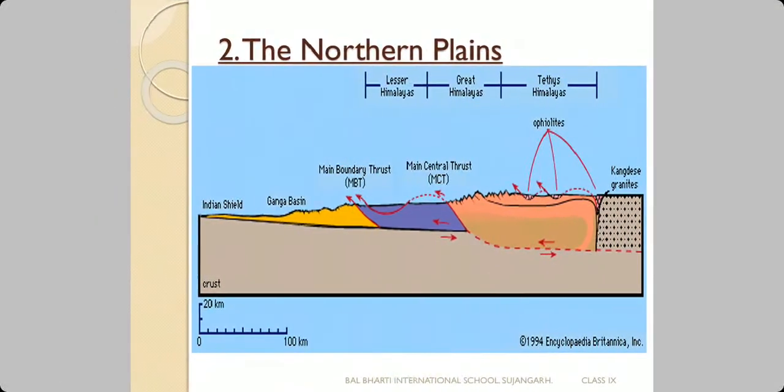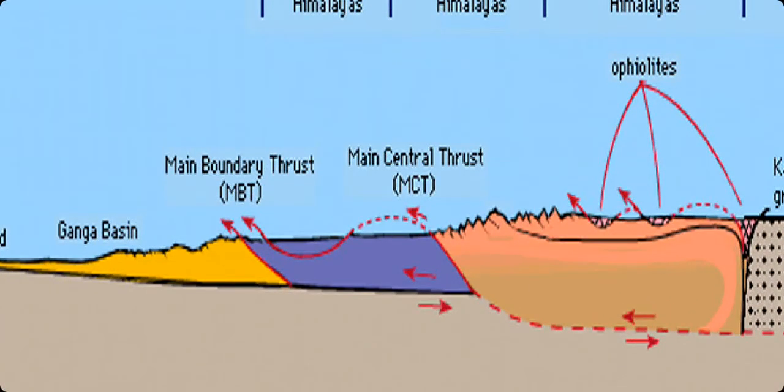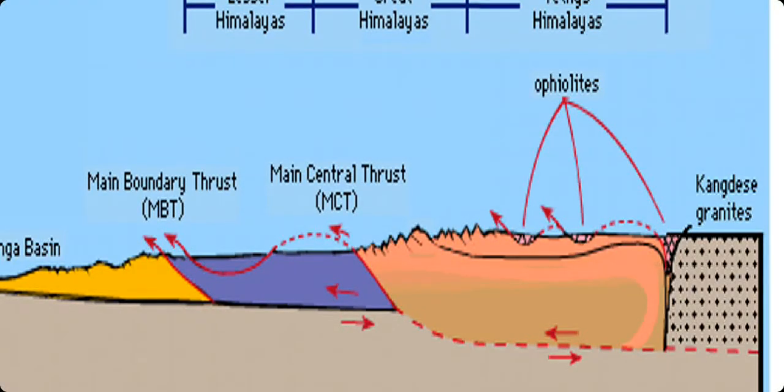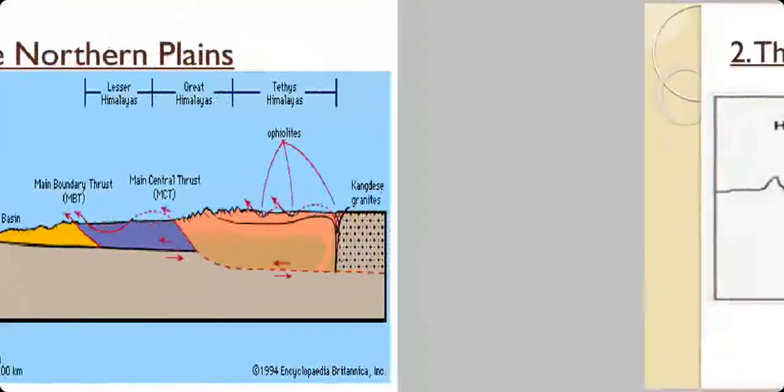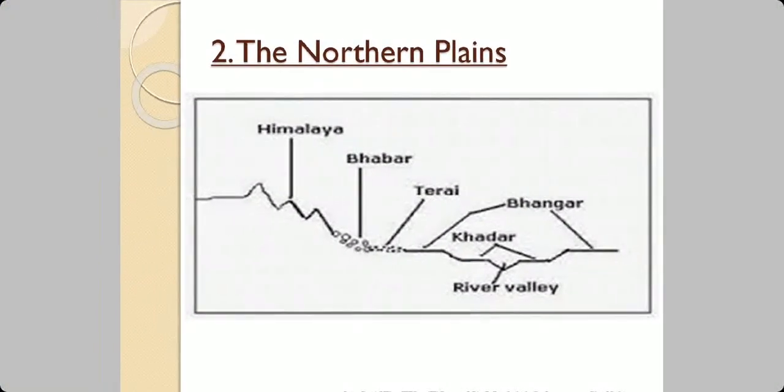Like I told you that the formation of Himalayas is because of subduction, and we take a better look here. On the left hand side is the Himalayas, which rose up because of subduction, and the place immediately at the foothills is known as Bhabar, and the next area is known as Tarai, and we have Bhangar and Khadar in between the river valleys. Now we'll look at each one of them and try and understand what they mean.